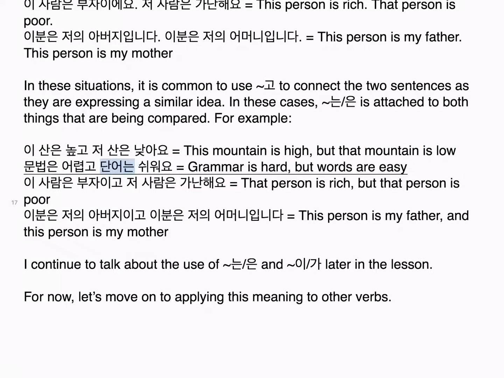문법은 어렵고 단어는 쉬워요. Grammar is hard, but words are easy. 이 사람은 부자이고 저 사람은 가난해요. This person is rich, but that person is poor. 이분은 저의 아버지이고 이분은 저의 어머니입니다. This person is my father, and this person is my mother. I continue to talk about the use of 는 and 이/가 later in the lesson. For now, let's move on to applying this meaning to other verbs.